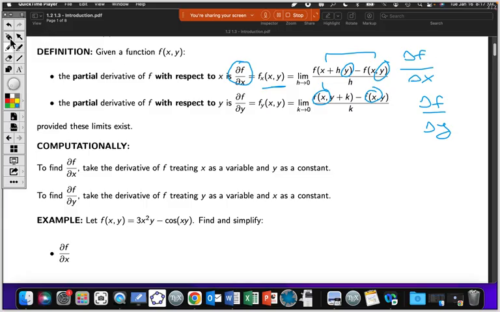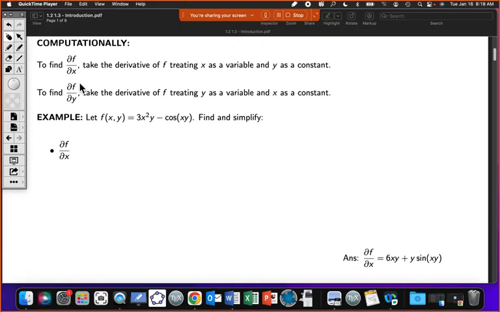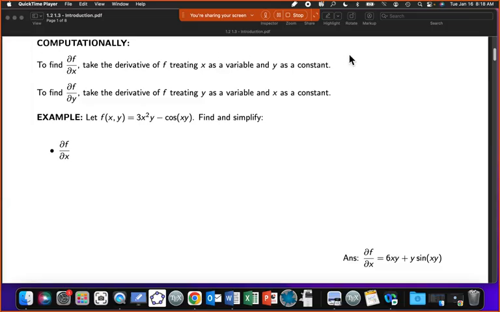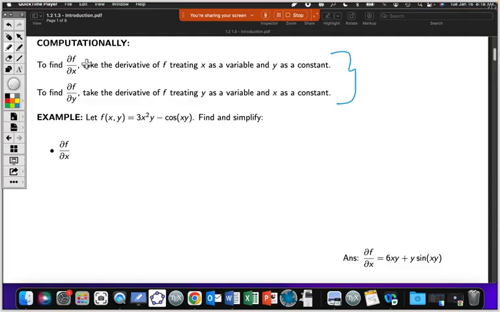And so computationally, if you're looking at the partial derivative of f with respect to x, you take the derivative treating x as a variable and you treat y as you would any other constant. To take the partial derivative of f with respect to y, you treat y as a variable and treat x as a constant. So once again, if you had Calc 3, this should be old hat by now, but if you're coming in from Calc 2, you might want to practice this.